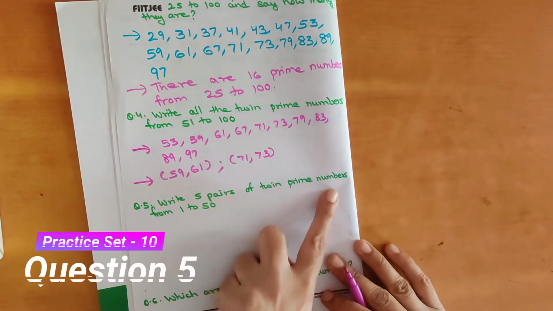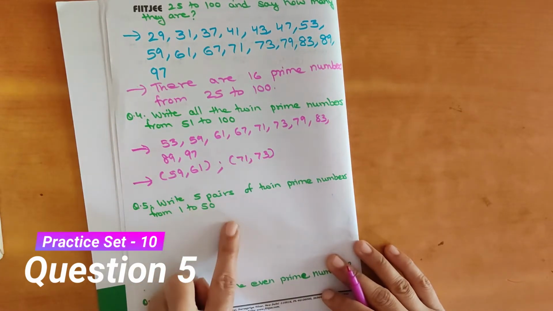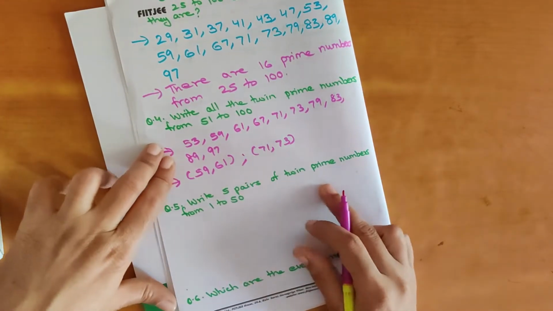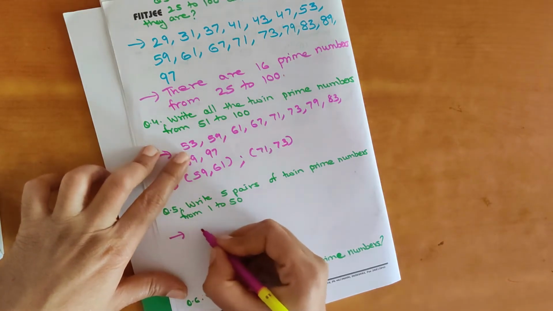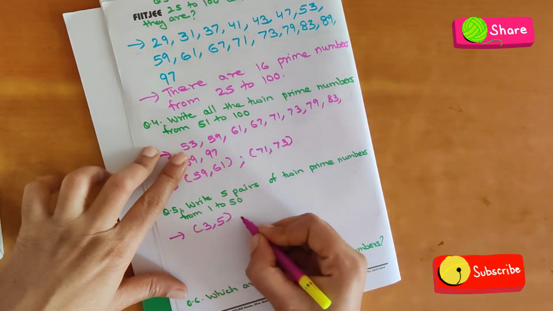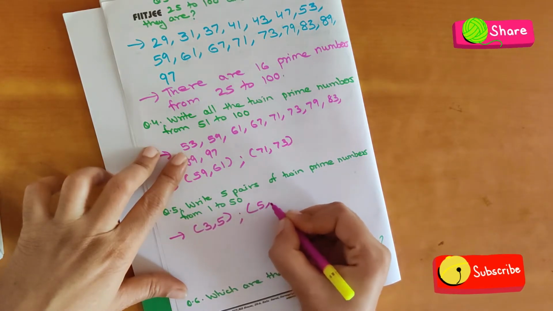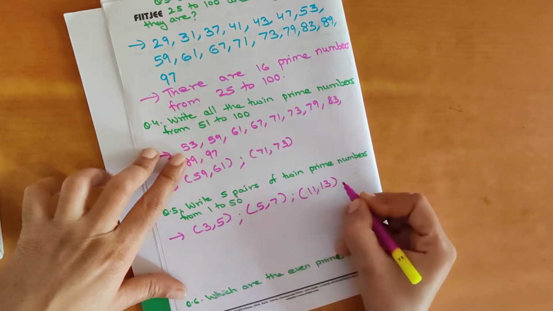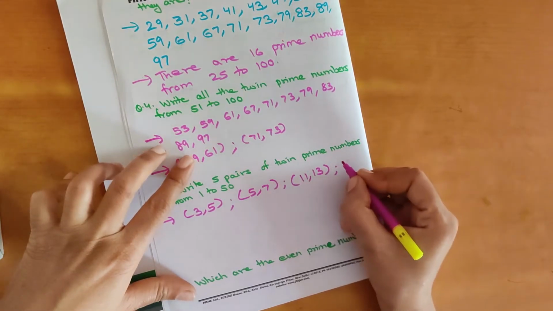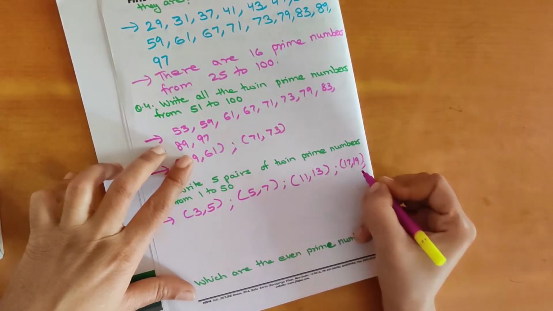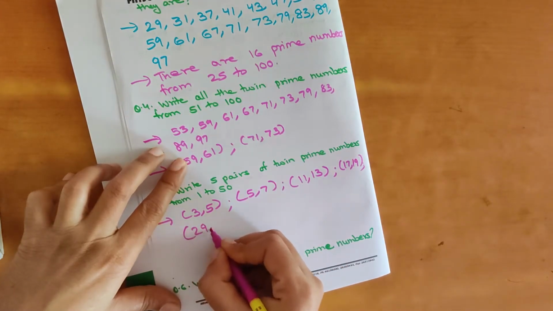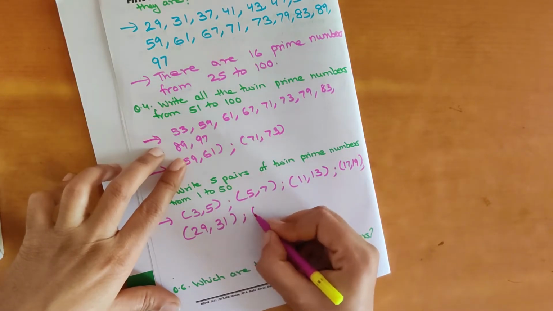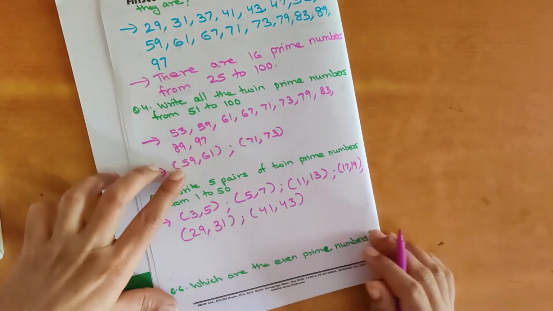Write 5 pairs of twin prime numbers from 1 to 50. From 1 to 50 we know the prime numbers, so we will write down the pairs. Twin primes means their difference should be 2. If you see 3, 5, the difference is 2. 5, 7, the difference is 2. 11 and 13, the difference is 2. 17 and 19, the difference is 2. Then 29 and 31, the difference is 2. Then 41, 43, the difference is 2.